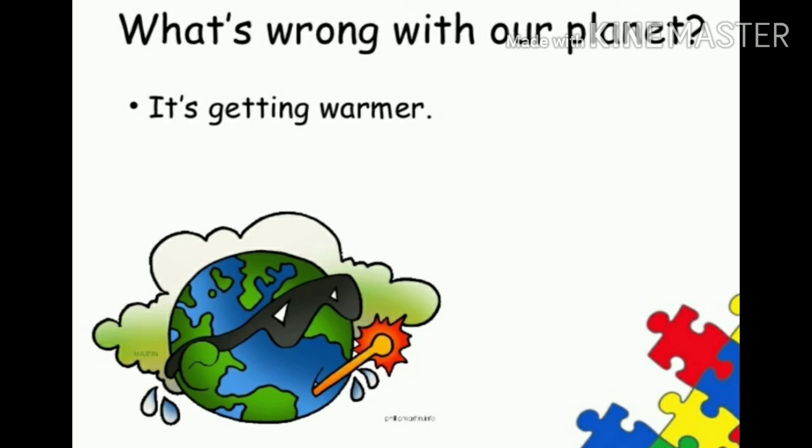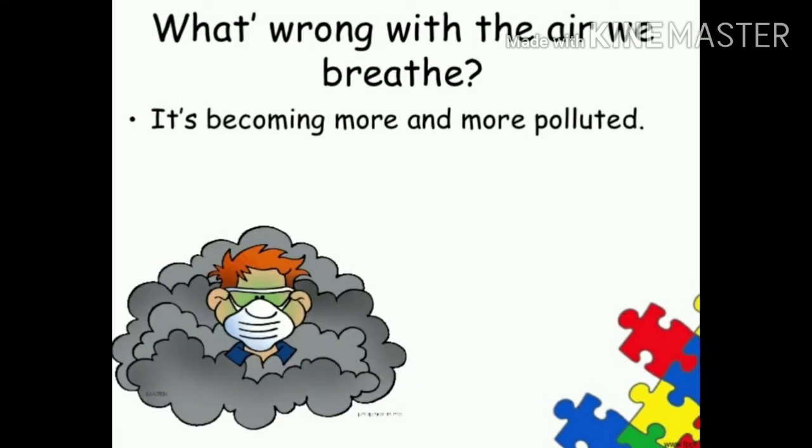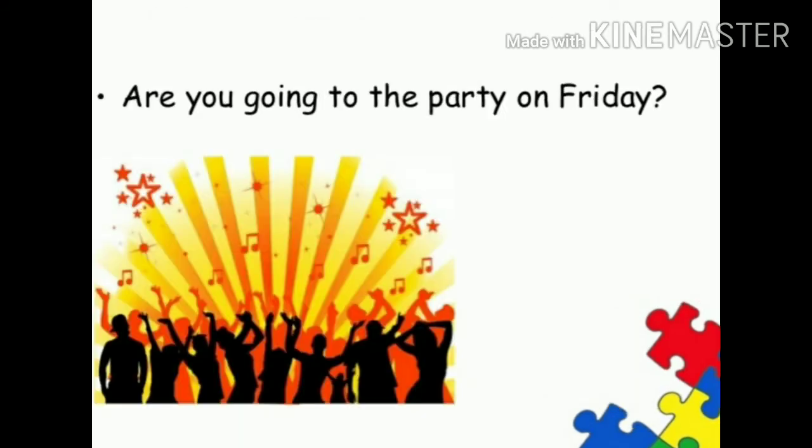I have told you that this present continuous tense will be used to say a developing action. Okay, the question is, what is wrong with our planet? It's getting warmer. That is a developing phenomenon that is happening these days. So we use the present continuous tense. Same usage is here also. What's wrong with the air we breathe? It's becoming more and more polluted. It's a developing situation. So we use present continuous tense.